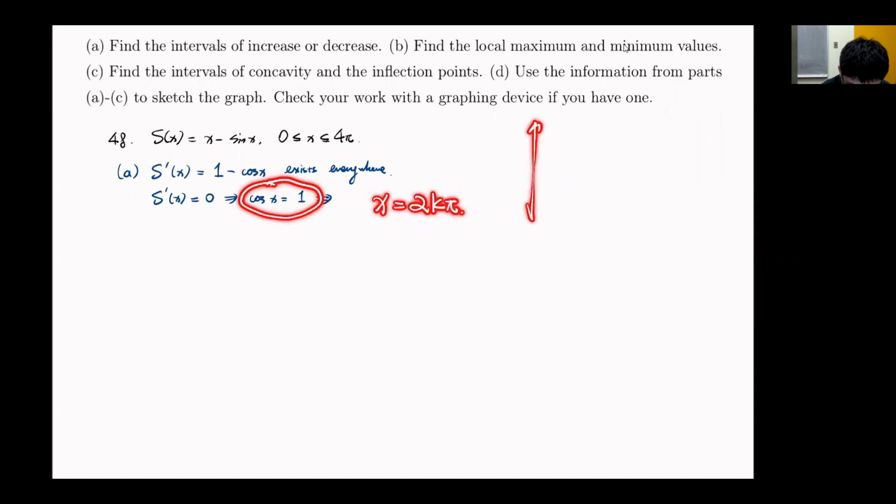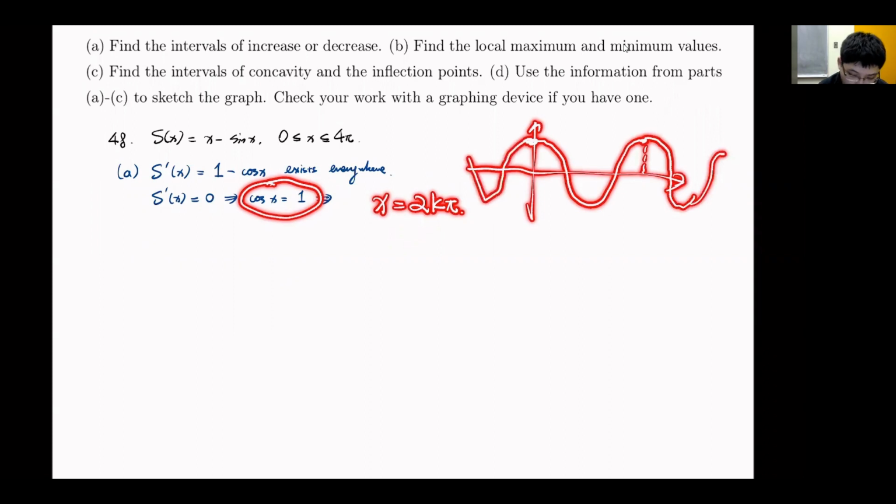Because if you look at the graph of the cosine function, it looks like this. So within one period, it will be 0 and 2 pi. That's going to be taking 1 over here. But then this pattern repeats. So that's basically why you have got a k over here.